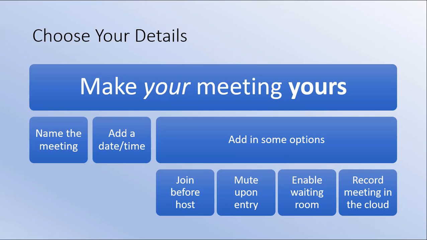You can also enable a waiting room if you're having a discussion with several people and you don't want to have an interruption occur during a specific point of time. And so if somebody joins late or whatever, then you can bring them in when there's a time to do that. And then the last thing that you can do is record your meeting in the cloud. And so if you want to make the meeting available for later, then you can check that.